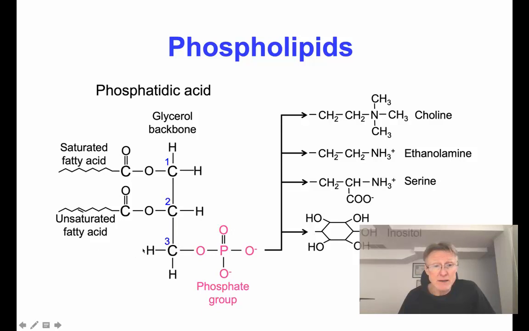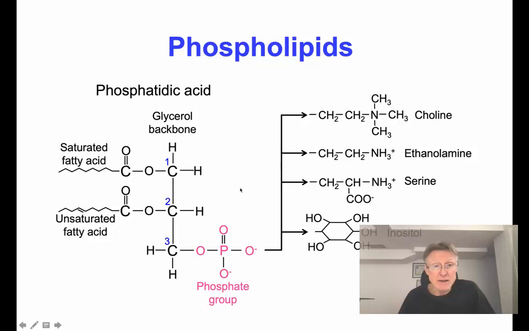But in phospholipids, it's different, because on carbon 3, you have what we call a phosphate group. This phosphate group completely changes the way the molecule functions and interacts with your cells. It allows different molecules to bind to it and form what we call a phospholipid. So on the right side we have four different options of molecules that can bind to this phosphate group and form different phospholipids.